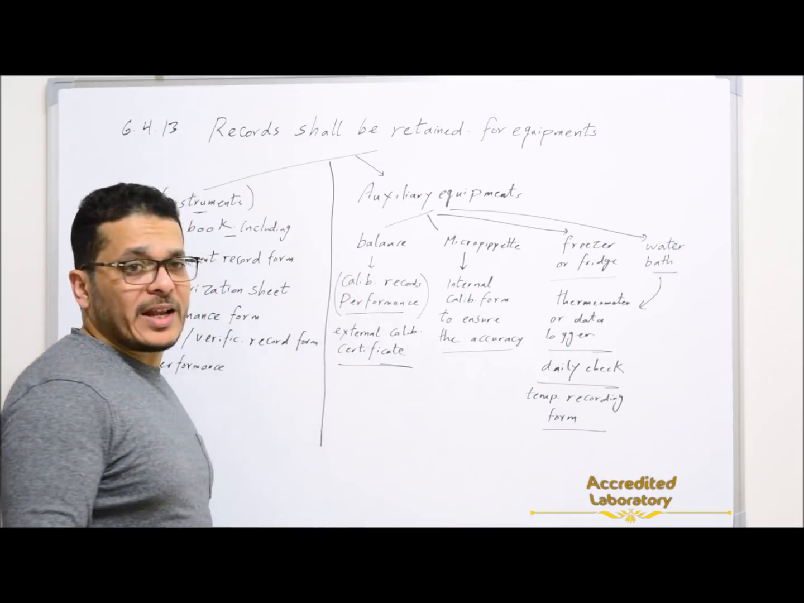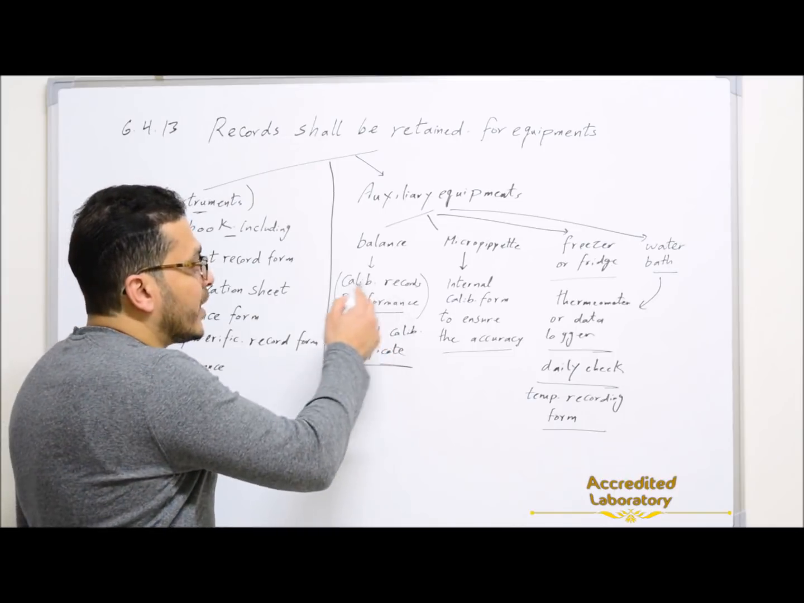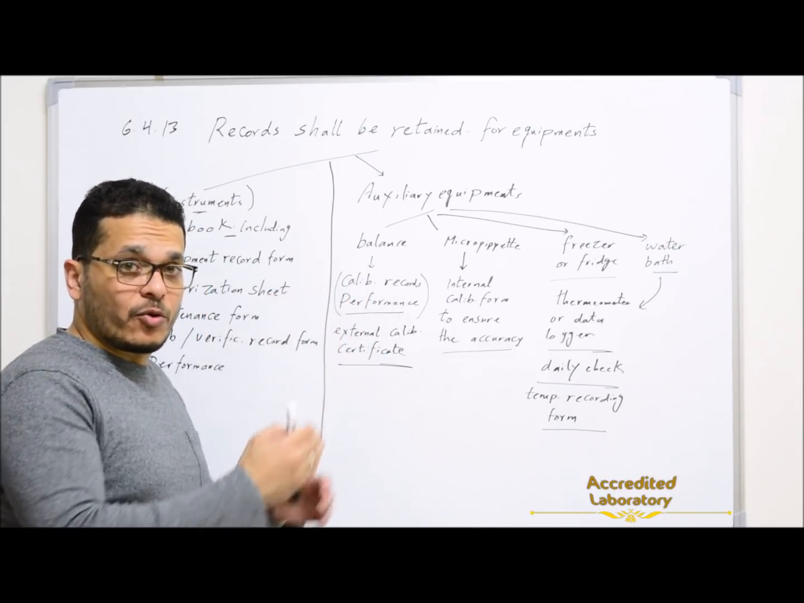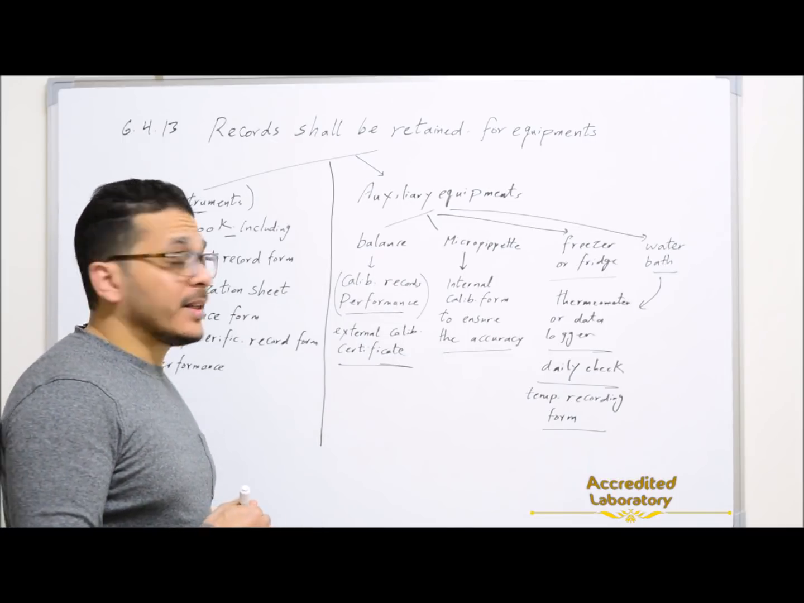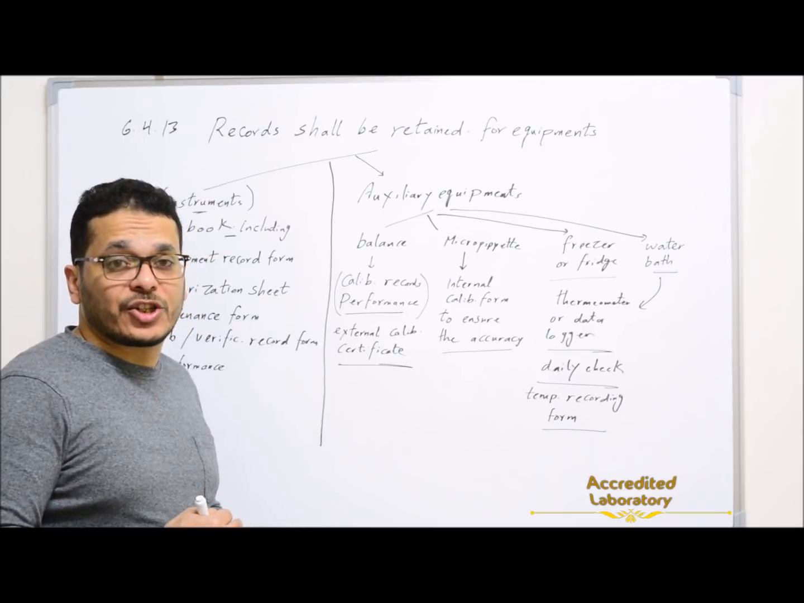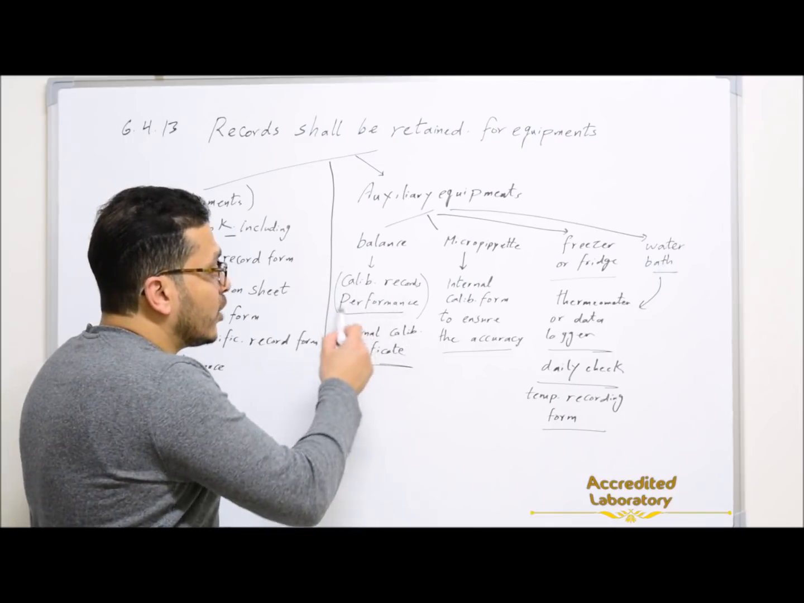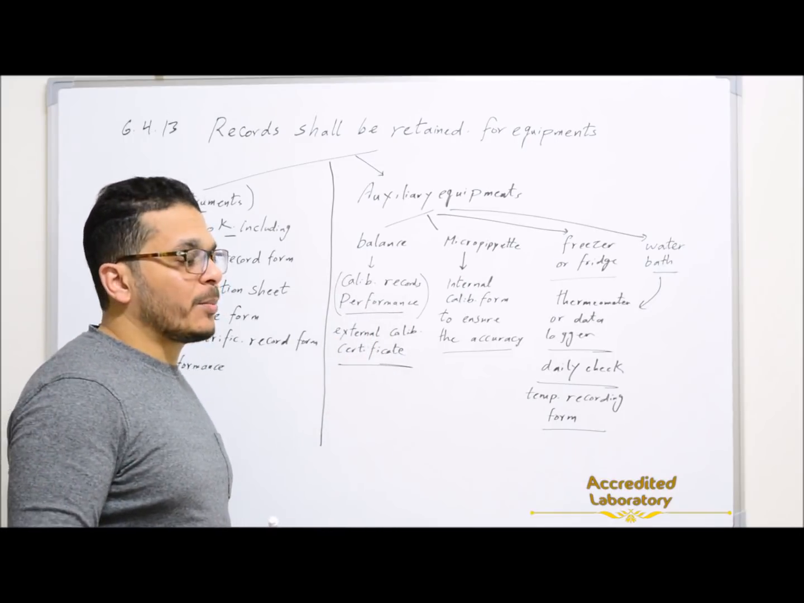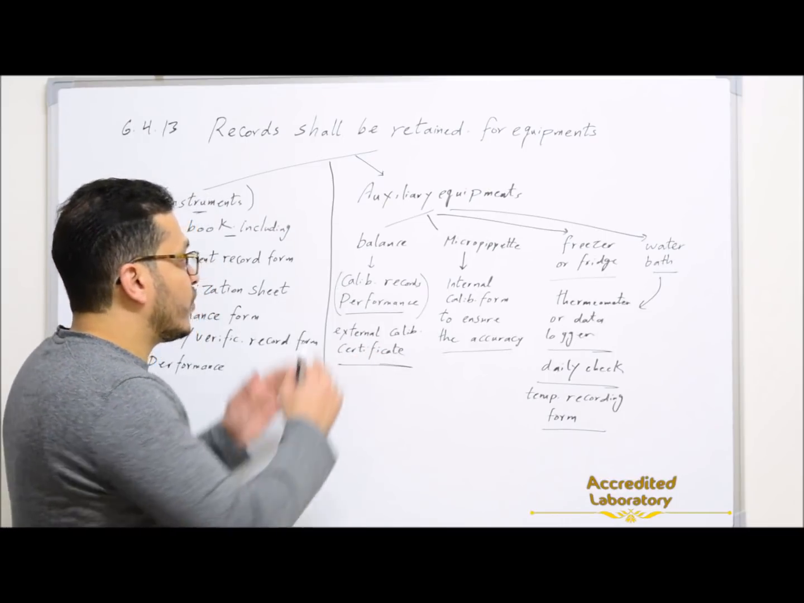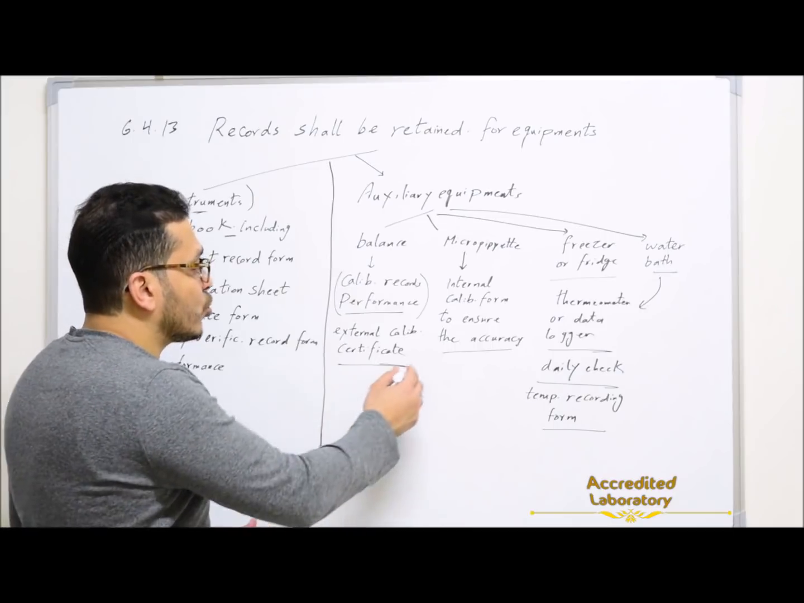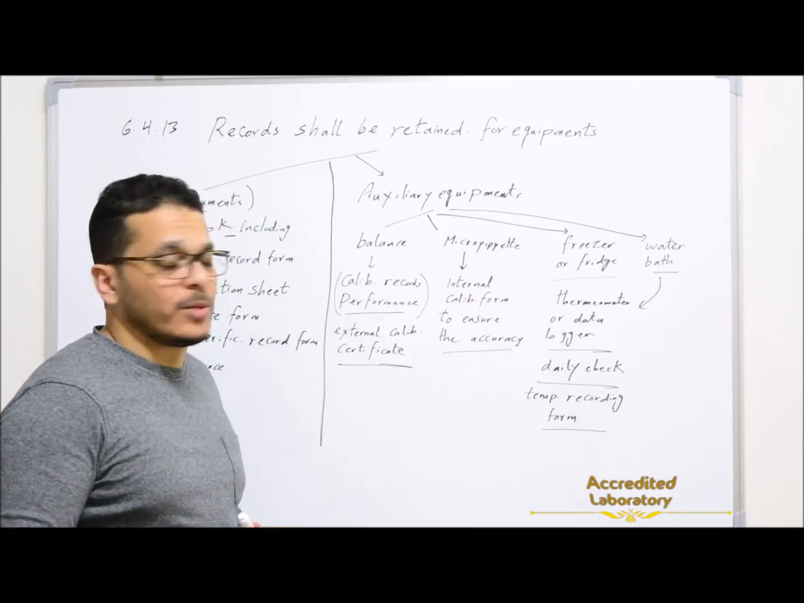As an example, for a balance you will have a performance record. In this record you will write the calibration records for your balance, calibrated every working day, to ensure the acceptance of this calibration and to ensure the performance of the equipment. And also you will record whether the balance is clean or not, and whatever other points you add in this form for balance performance. And also you will have an external calibration certificate every 1 year. You should keep this certificate also.